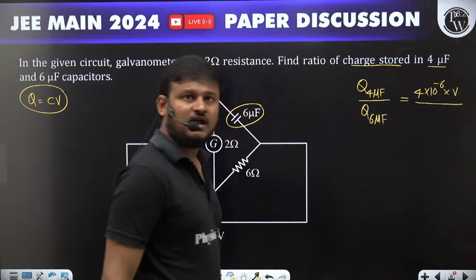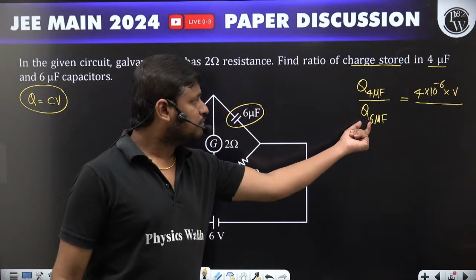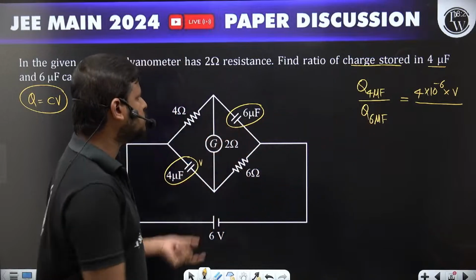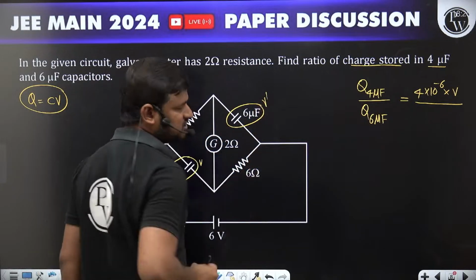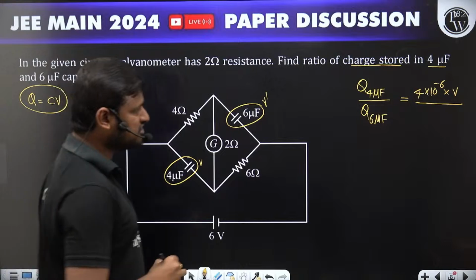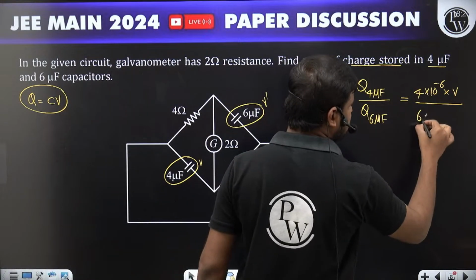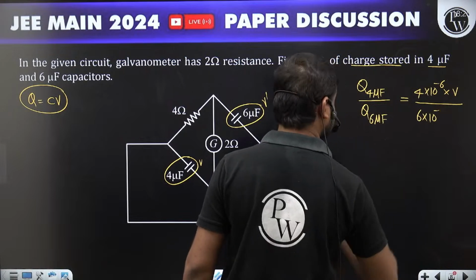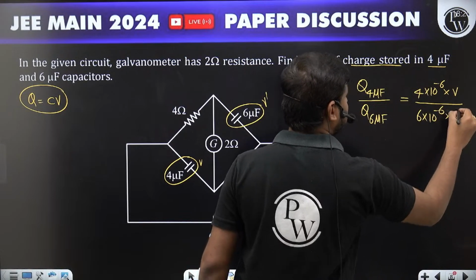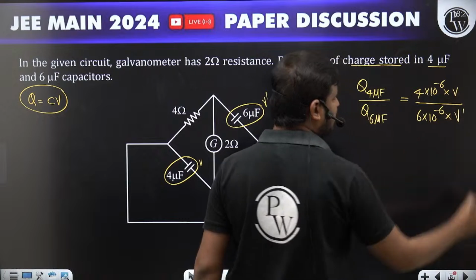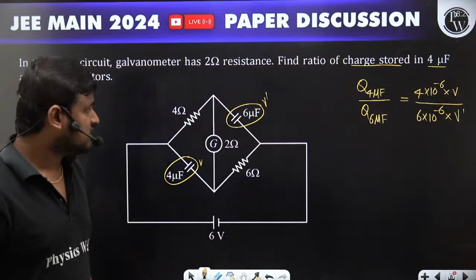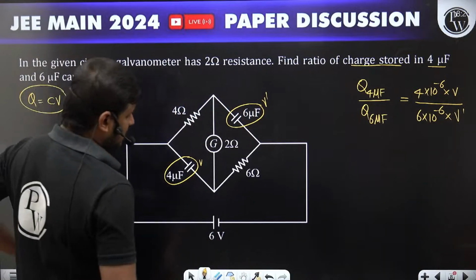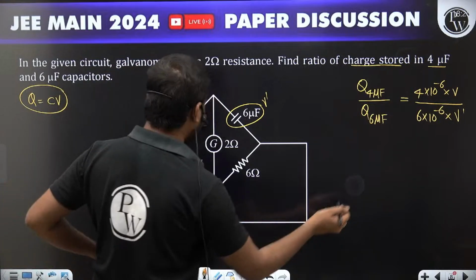And similarly, I need to know the potential difference across the 6 microfarad capacitor. Let it be V dash. So I can write here 6 into 10 to the power minus 6 into the voltage, let it be V dash, right? Chal. So now how do we find the V and V dash?